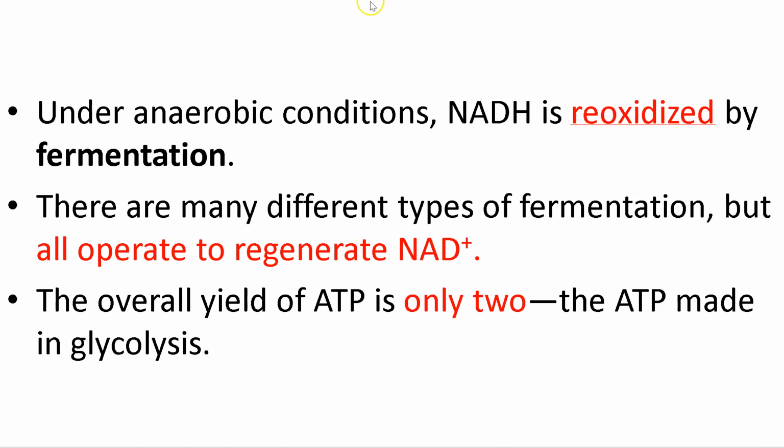Let me see if I can do something different than pink. Is their ability to highlight? Yes, there we go. That was not a good choice.